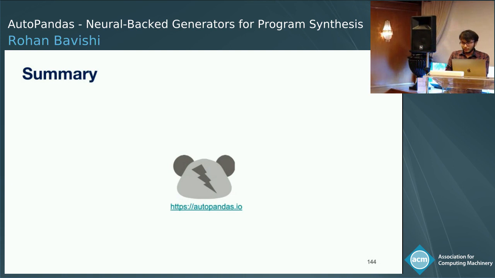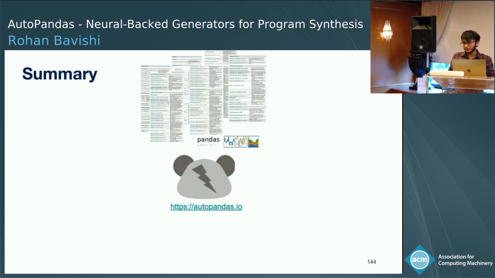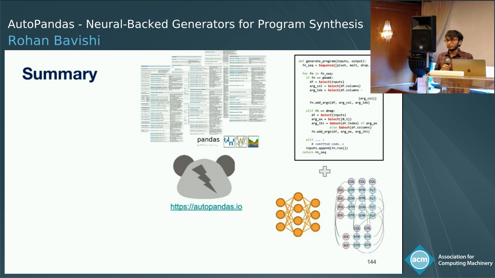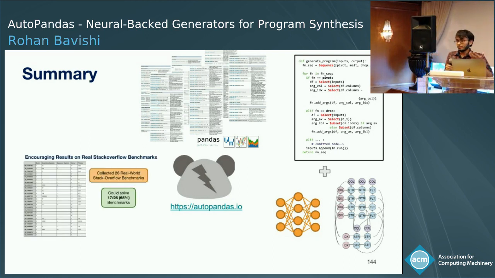So to summarize, we built a synthesis system for the pandas library in Python. To capture the search space, we use generators, and we combine them with probabilistic models, specifically graph neural networks in our case, and we've achieved encouraging results on Stack Overflow, and we hope to build on this work.